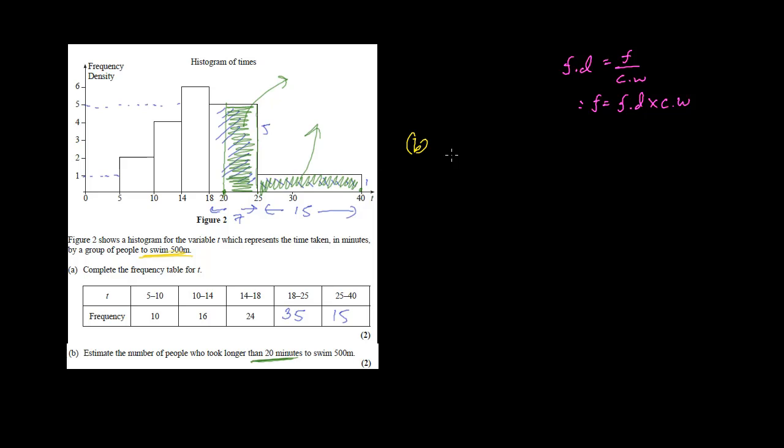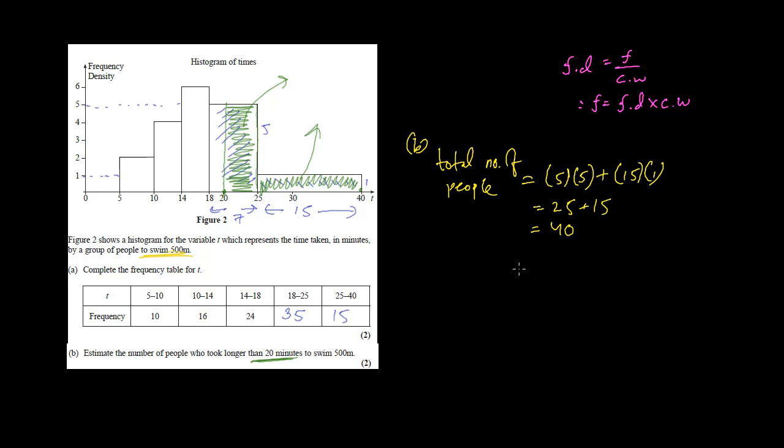So we can write the total frequency, or total number of people, as this area, which is 5 times 5, plus this area, where the class width is 15 times 1. So that would be 25 plus 15, that would be 40 people.